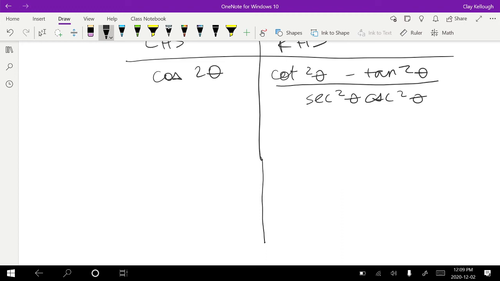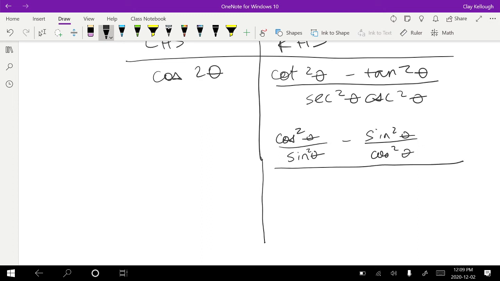What's that? Change them all to sine and cosine? Okay, let's do that. When in doubt, sine and cosines. So cotangent squared is cos squared over sine squared. And tangent squared is sine squared over cos squared. All over, all over, all over. And this is 1 over cos squared theta times 1 over sine squared theta.